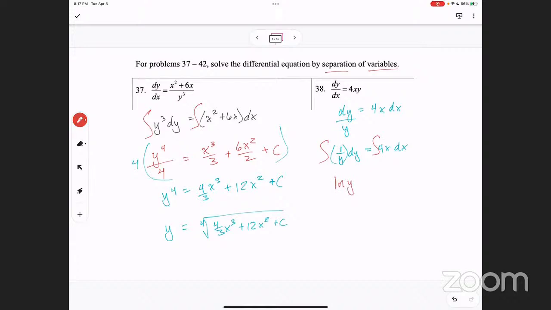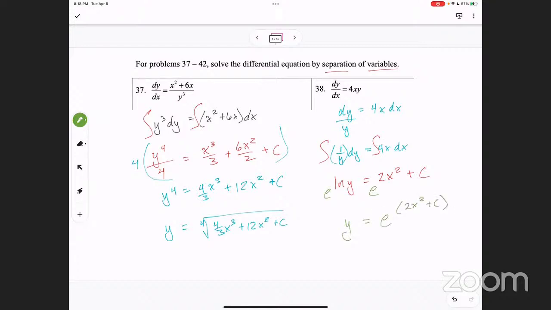So this is ln of y equals 4x squared over 2, which just equals 2x squared plus c. And now I'm going to try to get y by itself. So you can put e on both sides. Base e of both sides. Okay, so that's what you do when you have ln, so you can get y on a side.